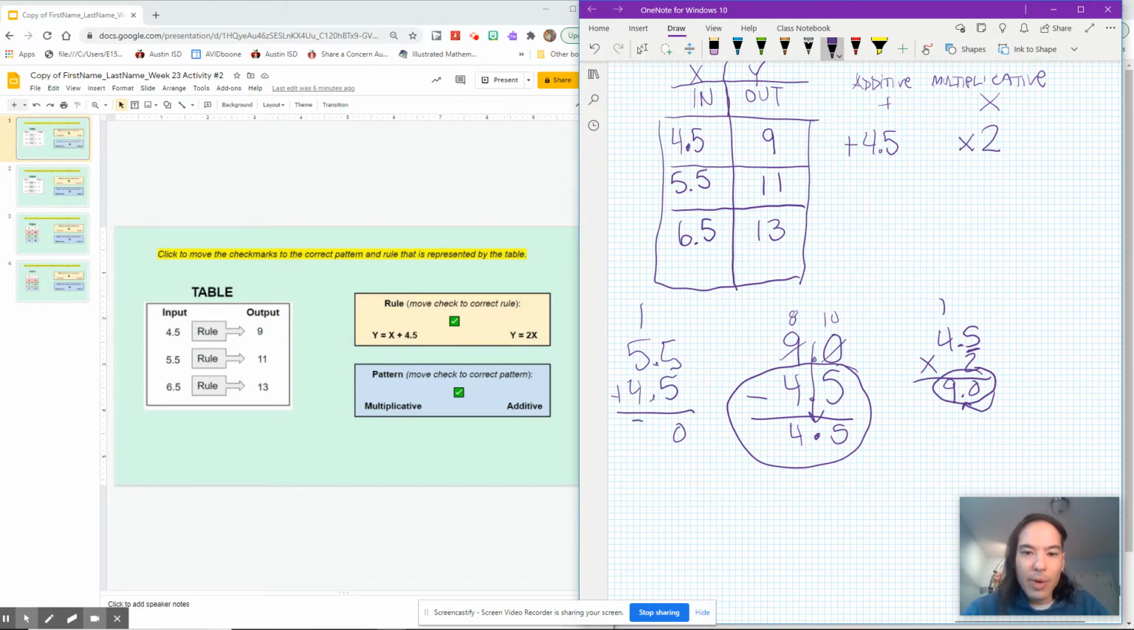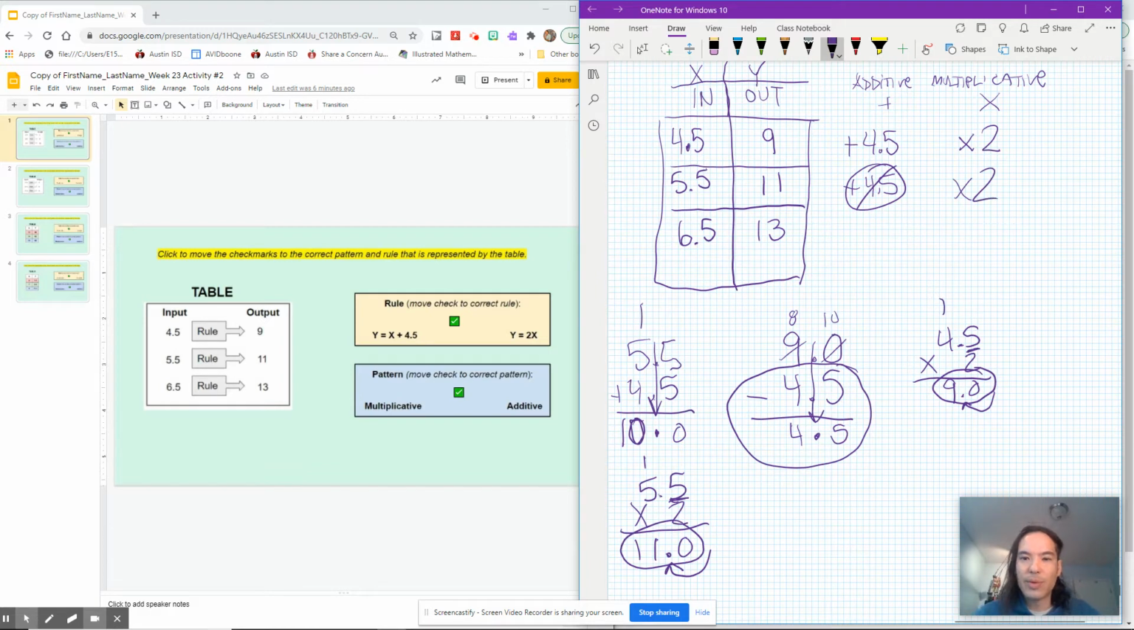So I'm going to carry my 1, and that gives me 10. 5 plus 4 plus 1 is 10. Drop that decimal point like it's hot since we're adding. So does 5 and 5/10 plus 4 and 5/10 equal 11? No, it equals 10. All right, let's try 5 and 5/10 times 2. 2 times 5 is 10. Carry the 1. 2 times 5 is 10, plus 1 is 11. One decimal place, one decimal place. That looks like the same number. So plus 4 and 5/10 is not going to work with that one. Times 2 did work with that one.